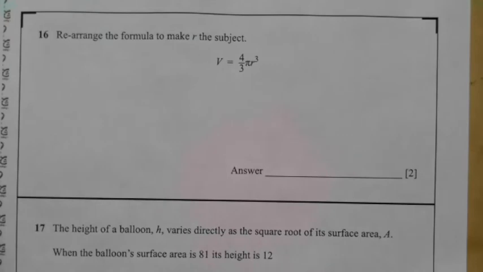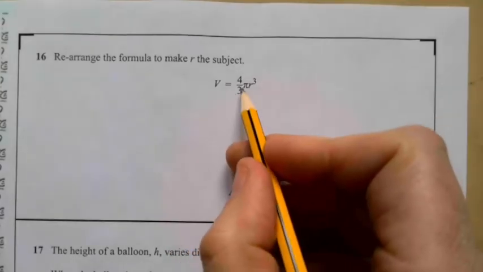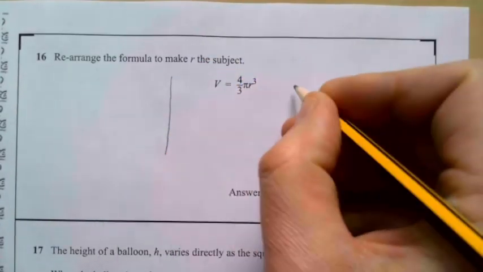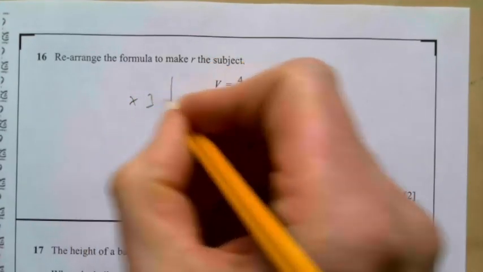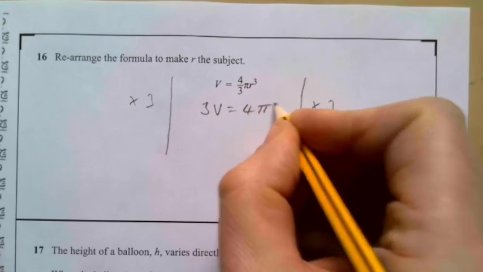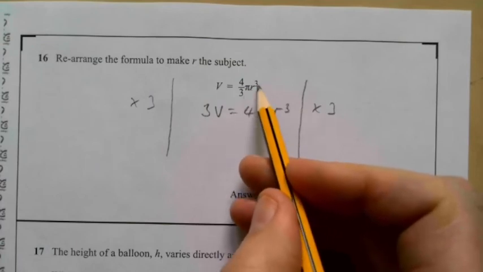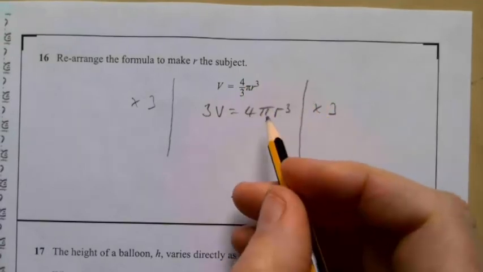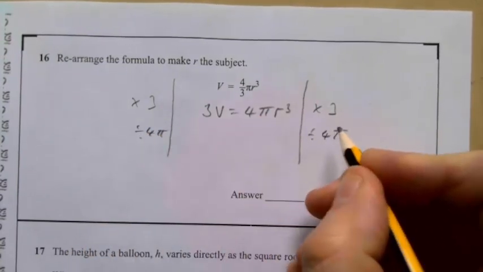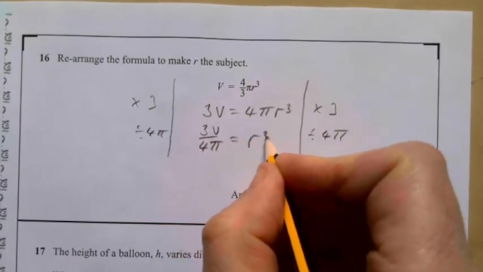Rearrange the formula to make R the subject. This one can always be a wee bit messy, but let's see if we can get there. You can divide by 4/3. I think that's a wee bit tough, but I think it's nicer if we times everything by 3. If we times everything by 3, we get 3V is 4 pi r cubed. I hope you see what I've done there. This is currently 4/3 pi r cubed. If you times that by 3, you get 4 pi r cubed. We want to get the r on its own, so we're going to divide by 4 pi. So that gives me 3V over 4 pi equals r cubed.